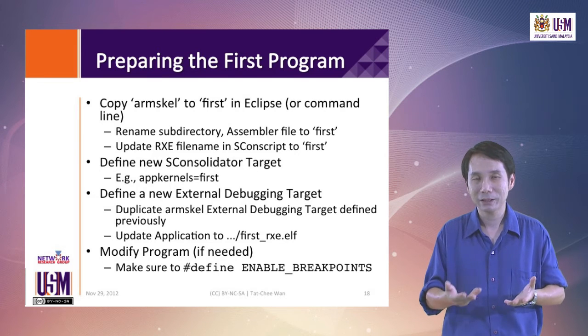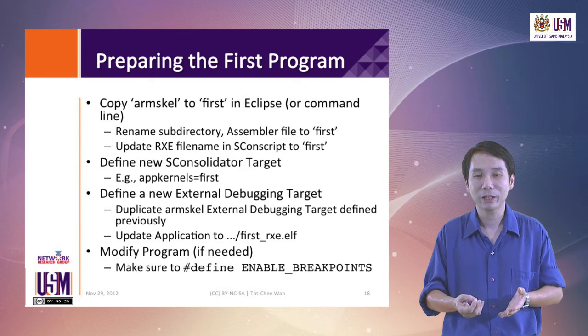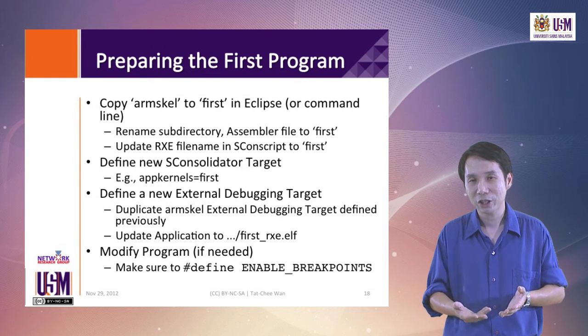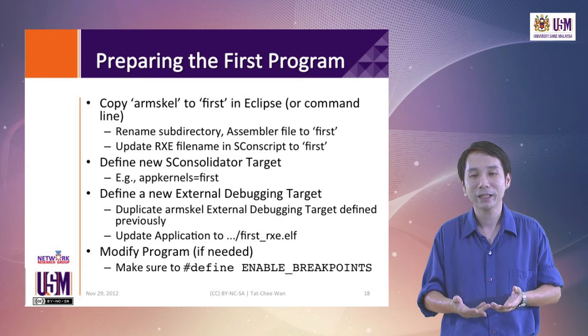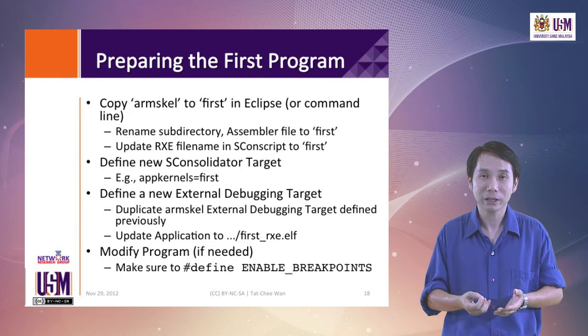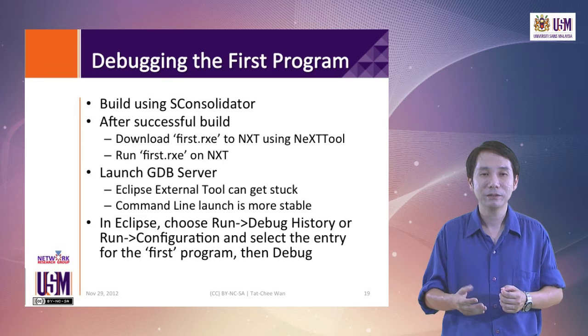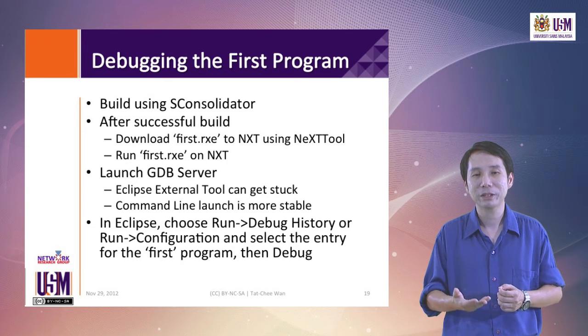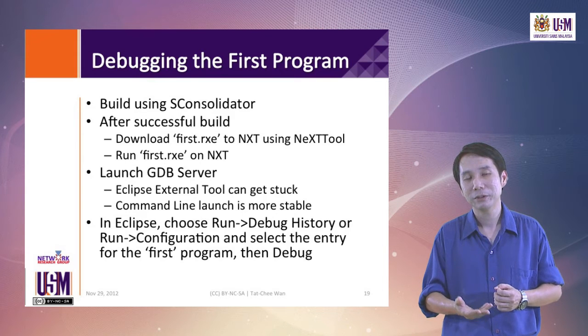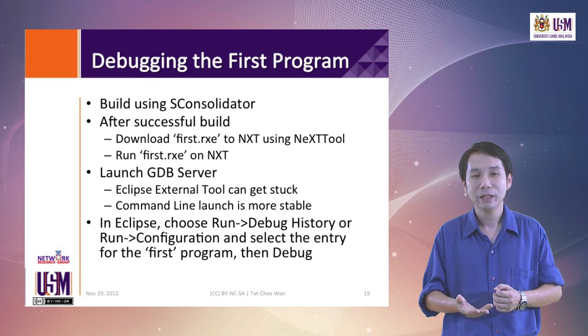The final step in this process, of course, is to modify the program to make the changes for it to do what you want it to do. Now make sure you define enable breakpoints so that it allows us to debug the program using the IDE. After all the changes are done, we will build the first program using SConsolidator. If we have a successful build, we can now download first.rxe to the NXT using nxt2 and run it on the NXT.